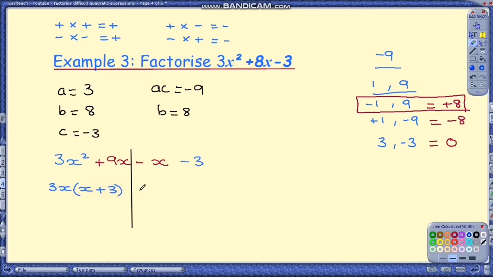And on this side, we're going to write minus 1, because minus is common to both. Only 1 is common to both. And then you're left with x plus 3. Look how this is the same as that. And these are your loose items. So then, to write your final answer, you're going to put 3x minus 1 into one bracket, and then x plus 3 into another bracket. Is that okay?